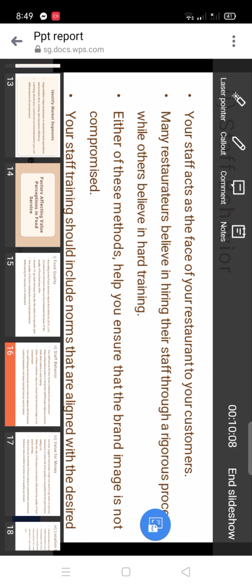We have staff behavior. Your staff behavior acts as the face of your restaurant to your customers. Many restaurateurs believe in hiring their staff through a rigorous process, while others believe in hard training. Either of these methods helps you ensure that the brand image is not compromised. Your staff training should include norms that are aligned with the desired customer experience and brand promise that you want to deliver.